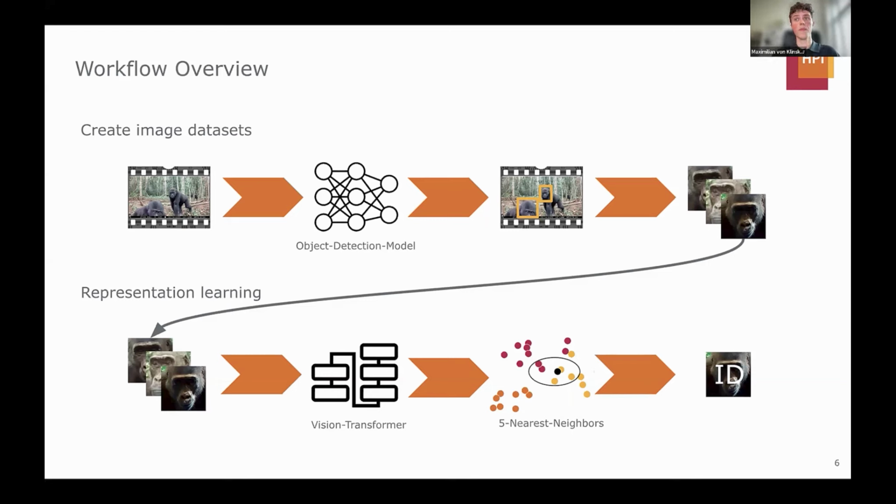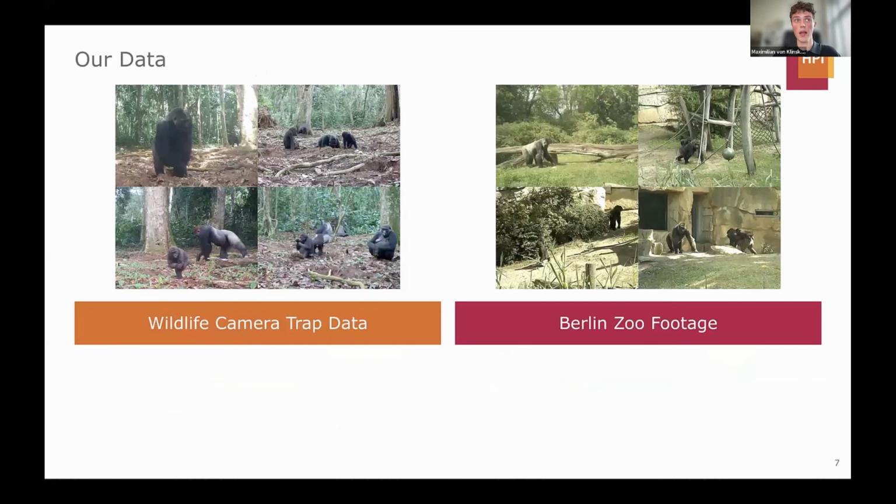But so we have this, and we want to talk now about what kind of data we have as the basis. And for this, we actually have two kinds of data. The first one is wildlife camera trap data, for which we are collaborating with the two researchers, Magdalena Bermejo and Germán Illera. And the second one is from our collaboration with the Berlin Zoo, and the footage that has been created by planting camera traps into the Berlin Zoo.